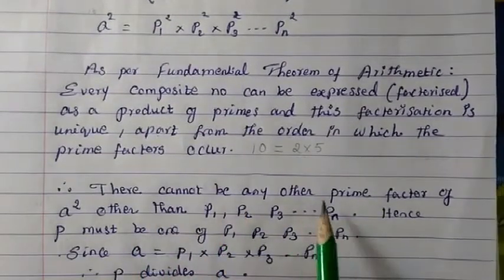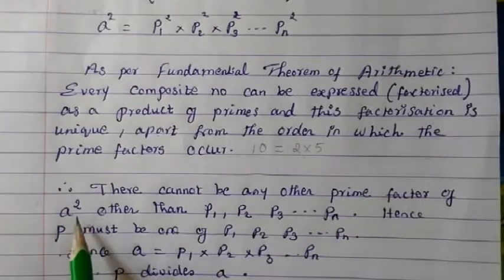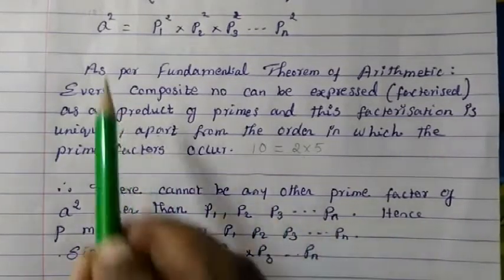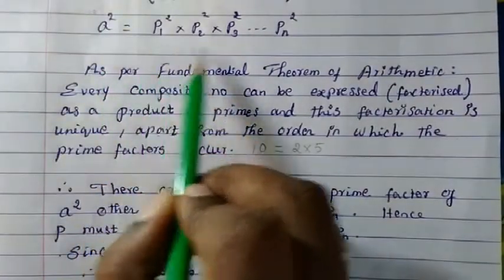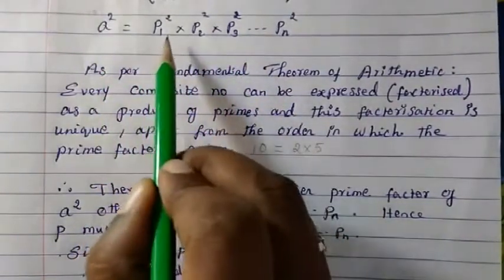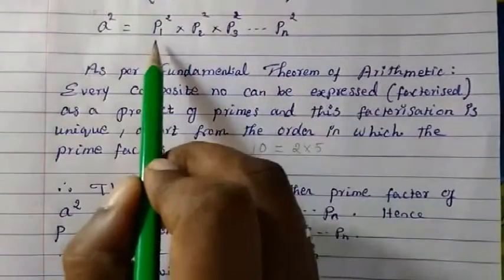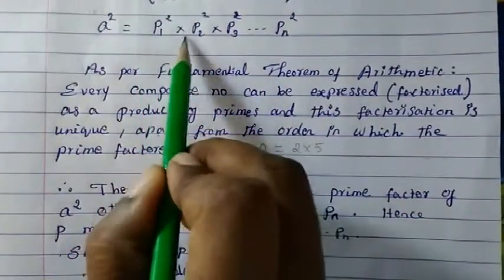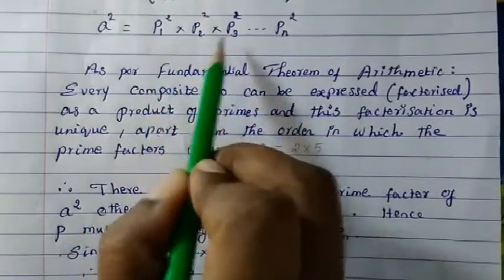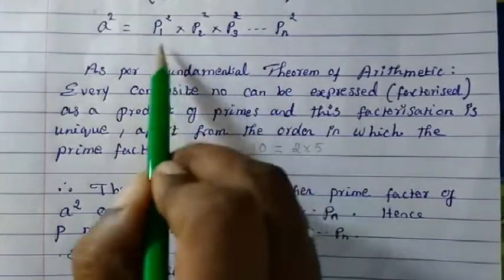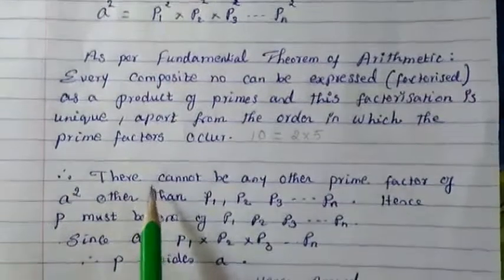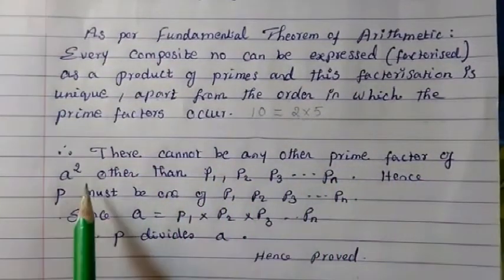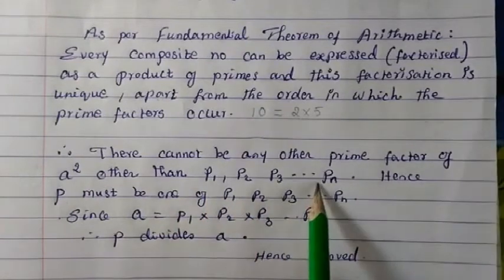Therefore, there cannot be any other prime factor of A square other than P1, P2, P3. Because for A square, we got the factors squared. So even if you square it, the factors are what? P1, P2, P3. Those are some prime numbers. This remains the same. There cannot be any other factor for A square. So that's what it is trying to tell.